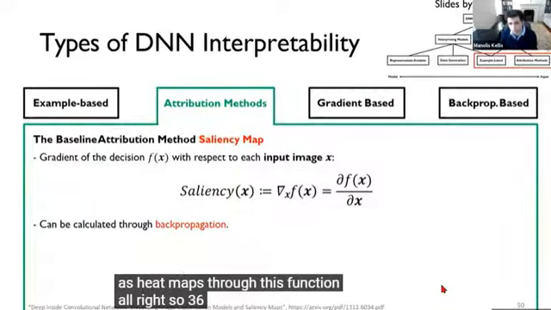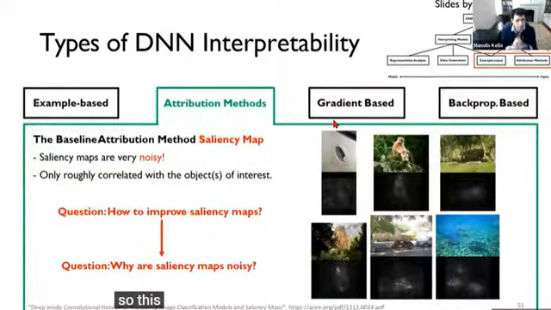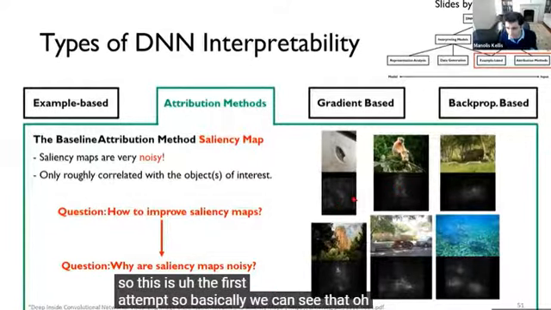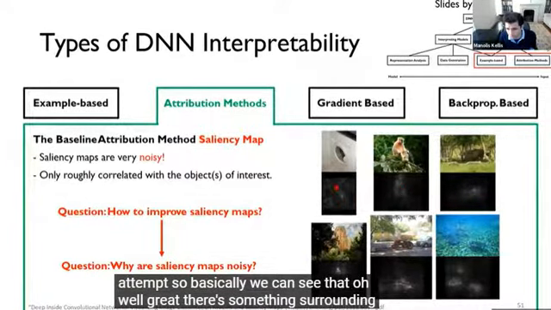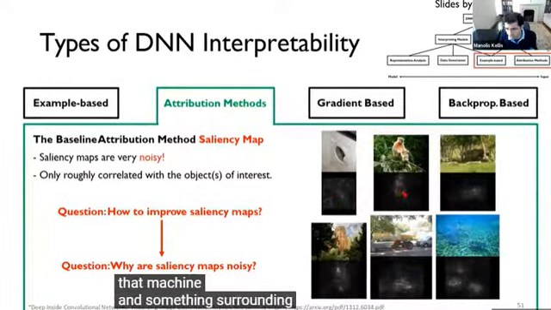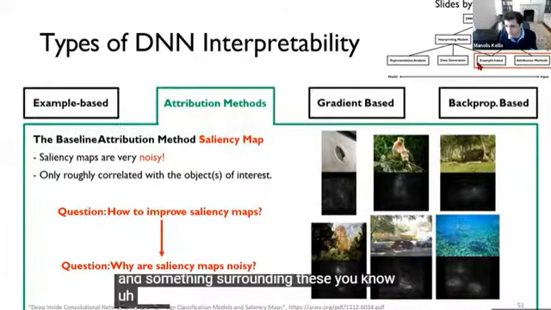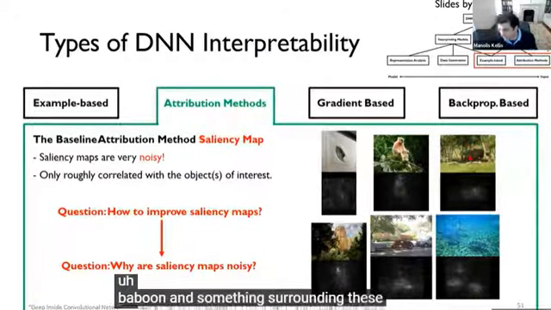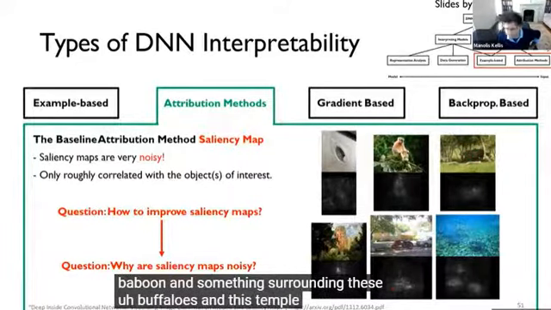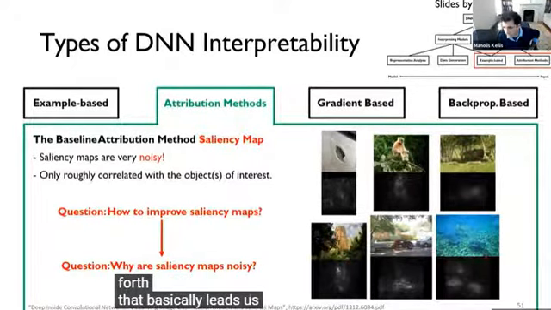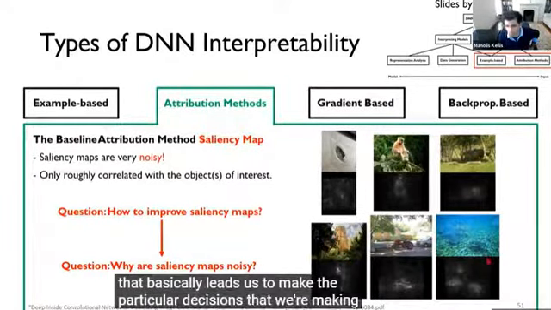All right, so 36, 50, 14, 0, 0. That's great. So this is the first attempt. So basically we can see that, oh, well, great. There's something surrounding that machine and something surrounding these baboon and something surrounding these buffaloes and this temple and so on and so forth that basically leads us to make the particular decisions that we're making.